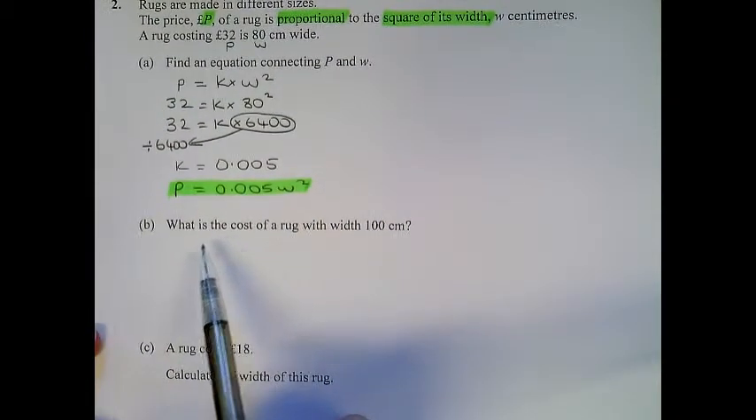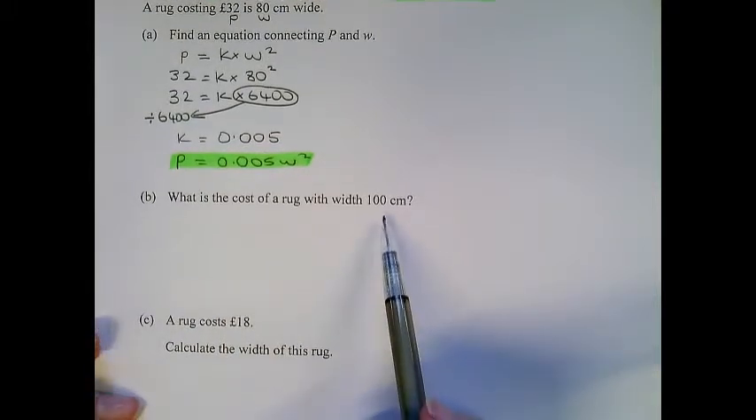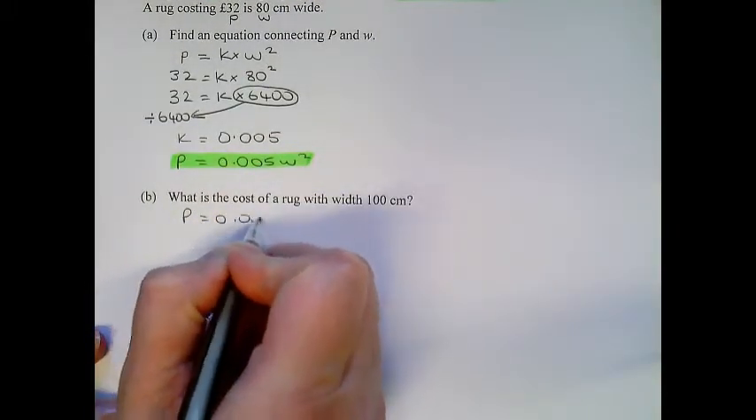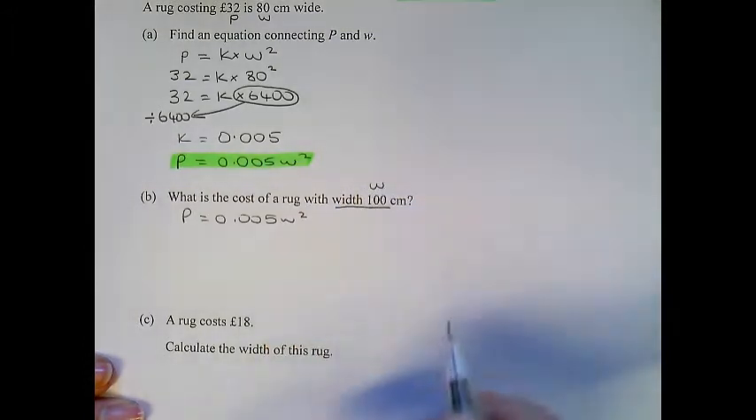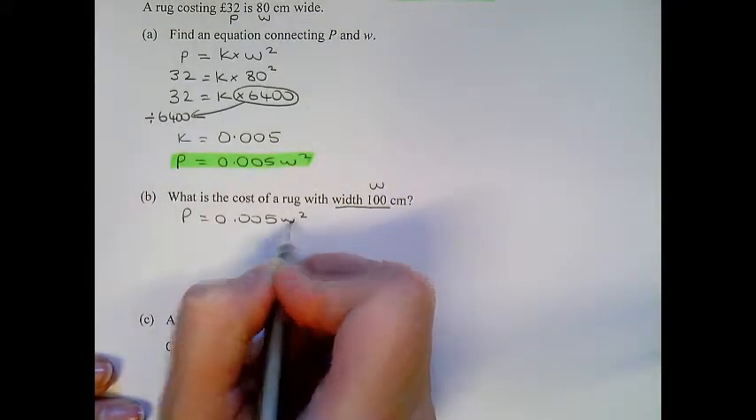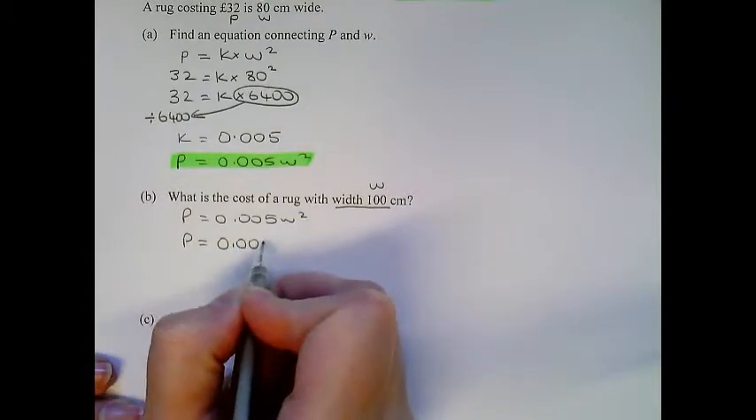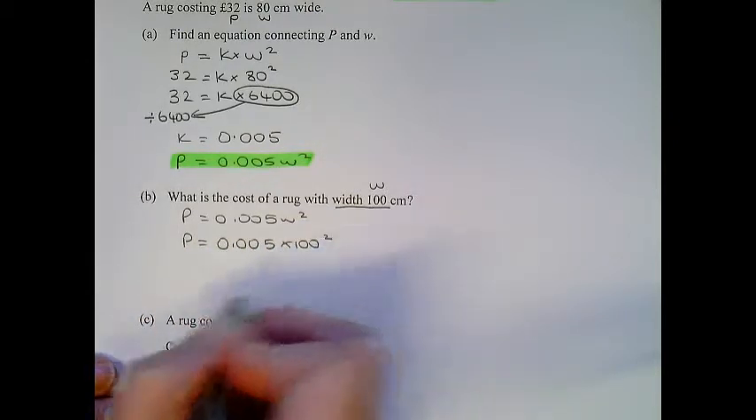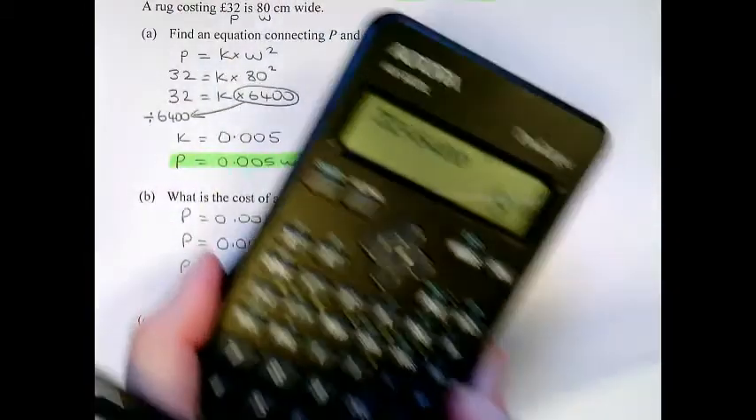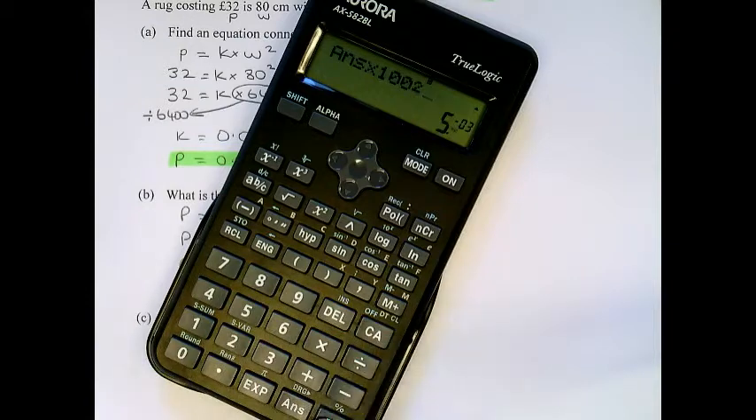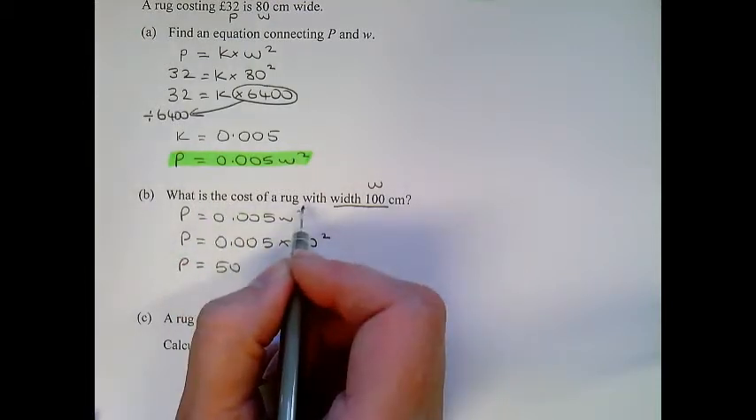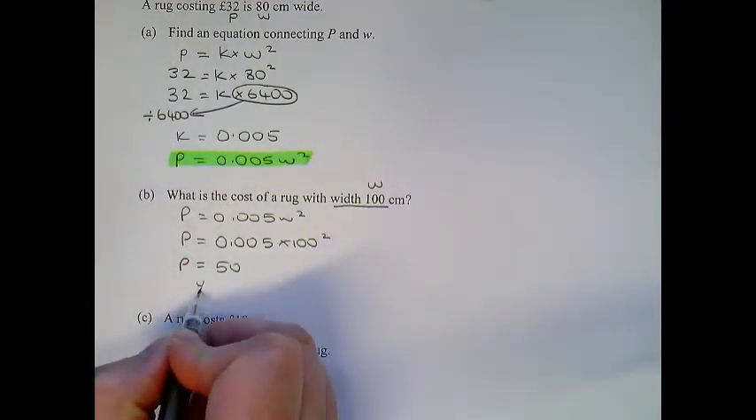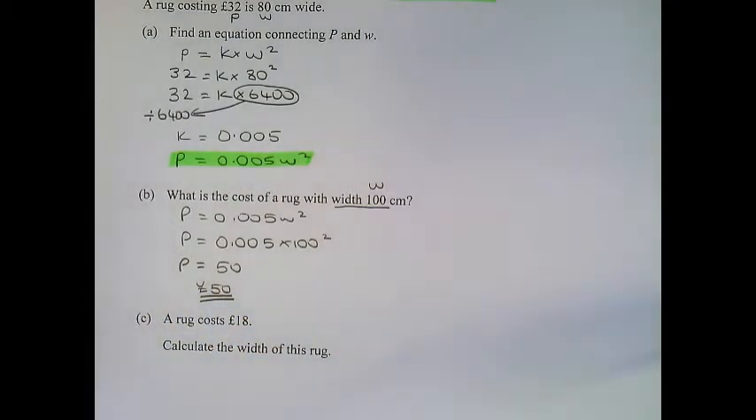And then part B says what is the cost of a rug with a width of 100 centimeters. So I can use the formula that I've just worked out, and they're saying whenever the width is 100, so if I put W equal to 100 here, the price will be 0.005 times 100 squared. I've still got that number in my calculator, times it by 100 squared gets 50. So the cost of a rug with a width of 100 centimeters would be £50. Okay, so that's our answer for part B.